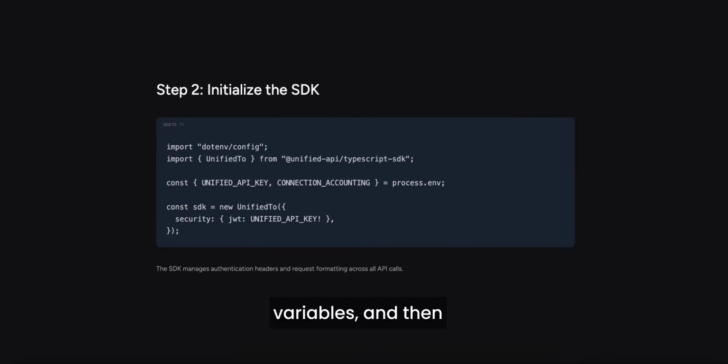Next, load environment variables and then initialize the Unified SDK using your API key. From this point on, every accounting call is made through the SDK, and you just pass the connection ID for the customer you want to analyze.